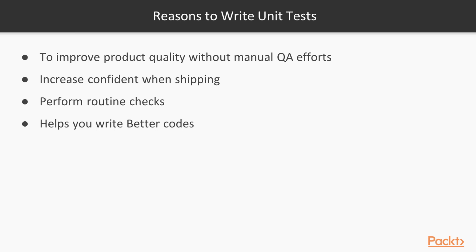So first of all, you may have asked this question, why write unit tests? We write unit tests to improve and maintain product quality with less manual QA effort, increase confidence when shipping, perform routine checks humans can't perform, and help you write better code. Next, you may be thinking, why unit test cases first, not UI test cases? Because unit test cases are fast to run and measure coverages.